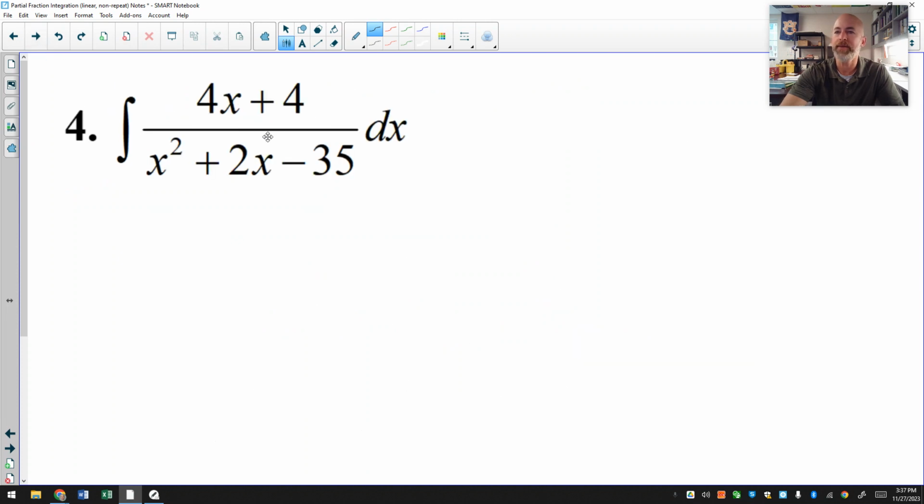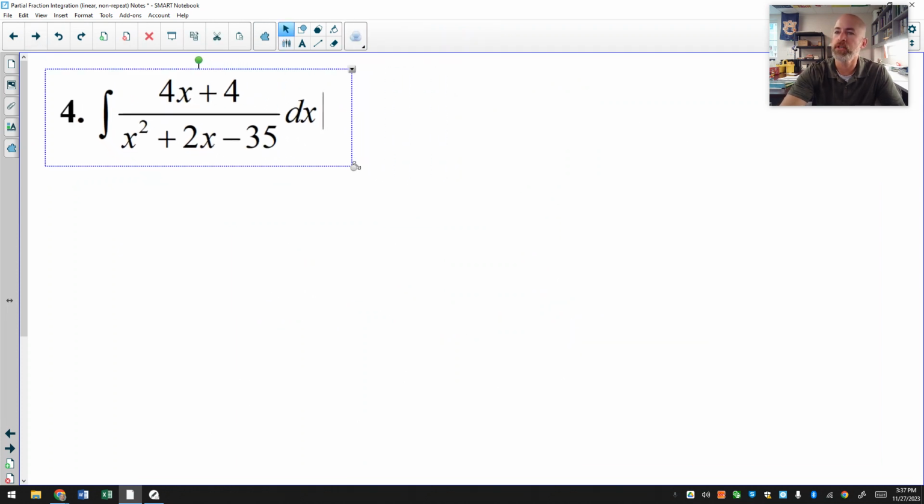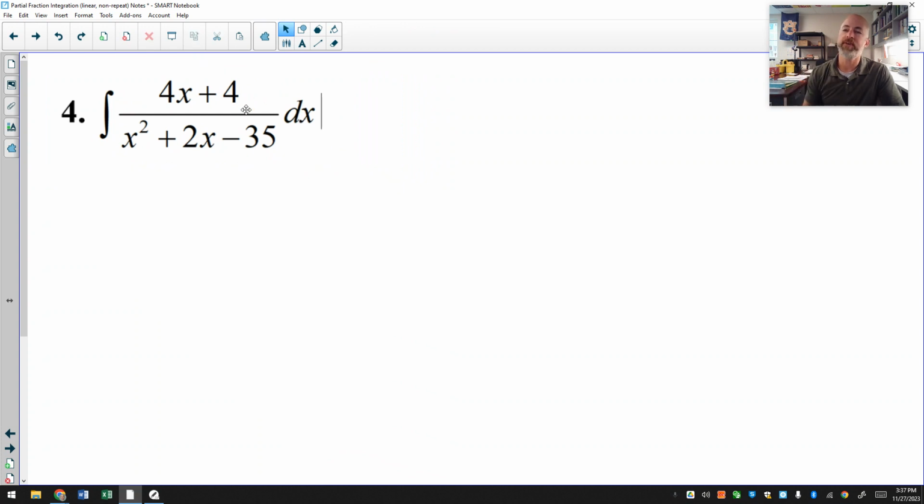So let's look at number 4 here. If you look at number 4, the denominator does factor. You can factor that denominator into x plus 7 times x minus 5. However, before you just dive into partial fraction decomposition, you always want to consider other options because they tend to be a little bit quicker. And this is one of those. This one we can actually do u substitution.